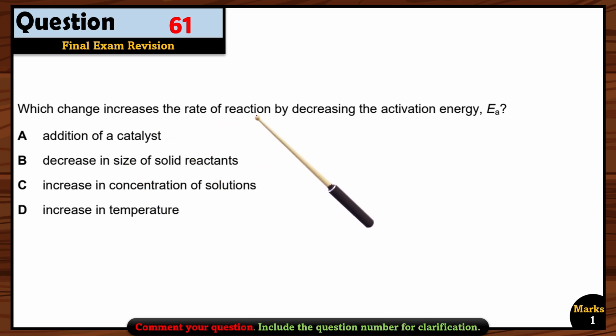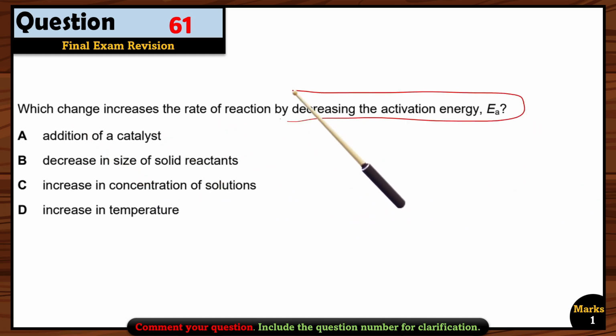Which change increases the rate of reaction by decreasing the activation energy? So now they are asking about activation energy. They are not asking about the simple energy or the kinetic energy. Activation energy is always decreased by adding a catalyst. Activation energy is not the energy of the particles, it is actually the energy of the reaction system. So the reaction system now has lower activation energy because of adding a catalyst.